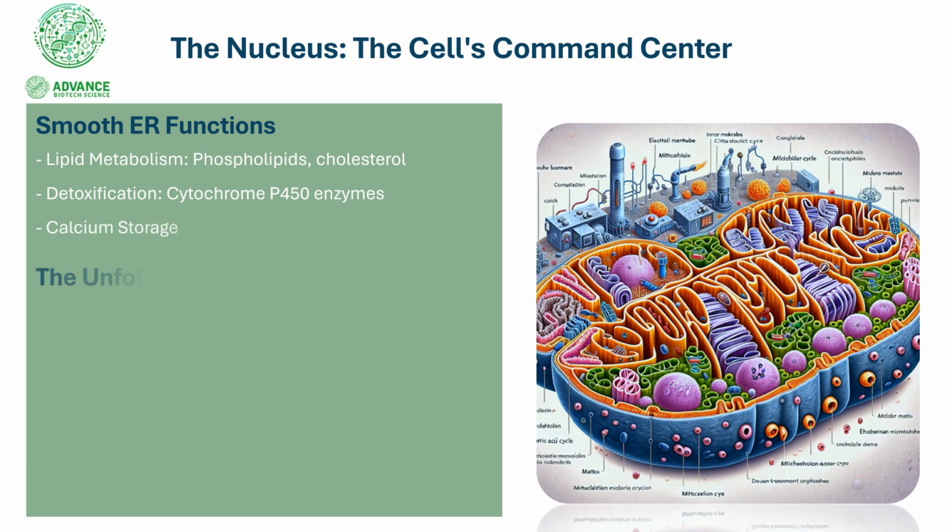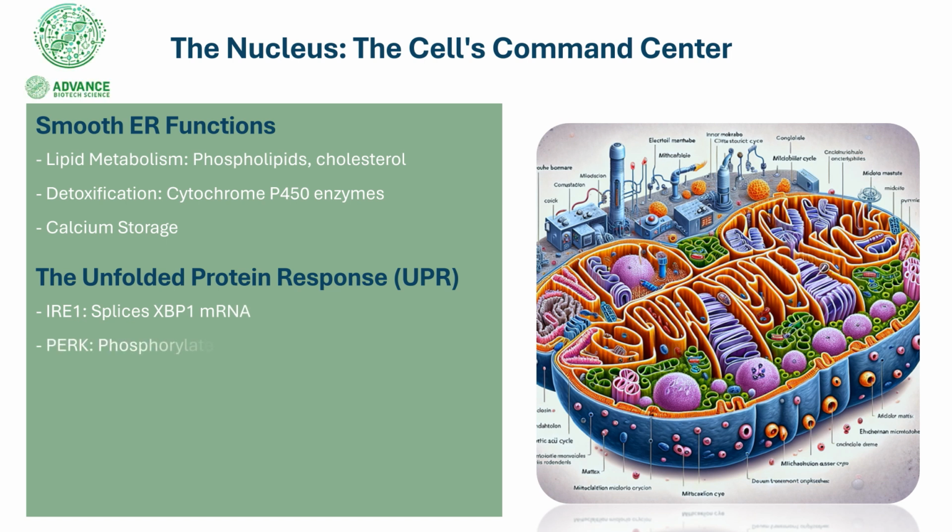UPR. Inositol-requiring enzyme 1, IRE1, splices XBP1 mRNA, producing an active transcription factor to upregulate protein degradation. Protein kinase R-like ER-resident kinase, PERK, phosphorylates eIF2α, reducing global translation. Activating transcription factor 6, ATF6, migrates to the Golgi and is cleaved into an active transcription factor, upregulating chaperones.